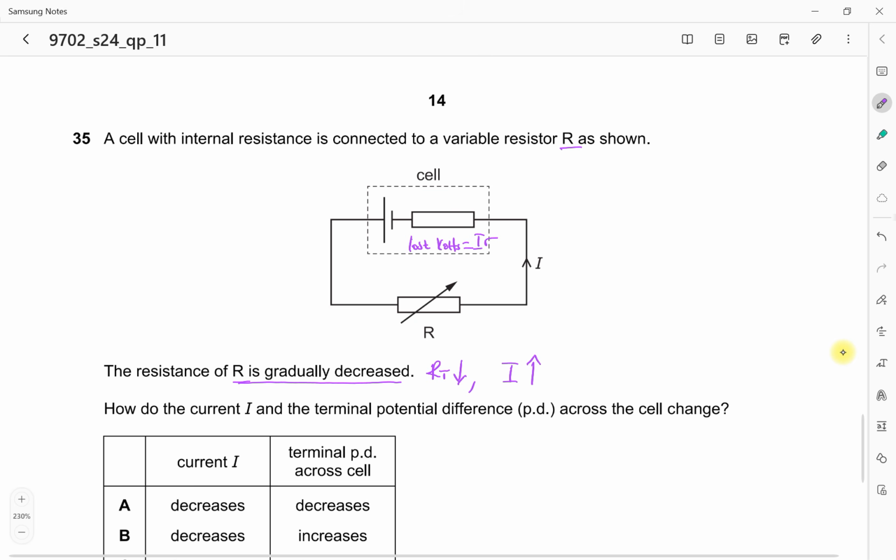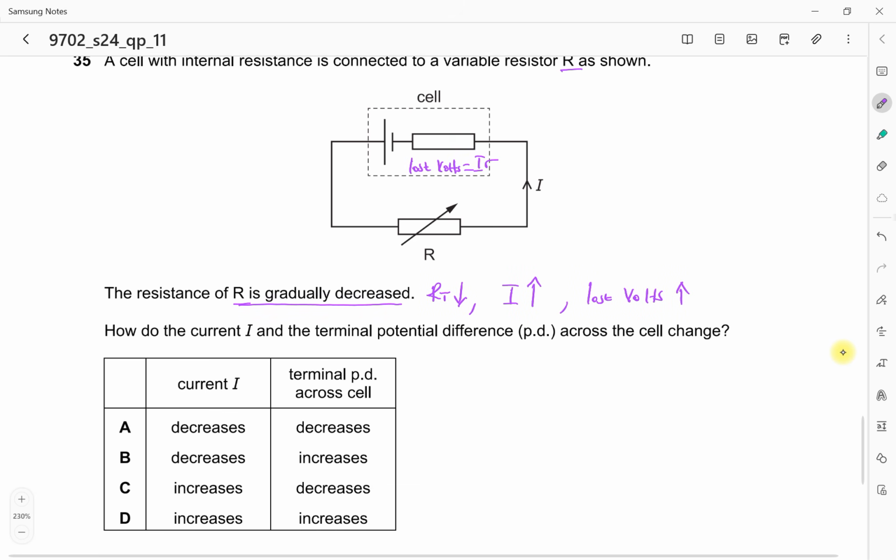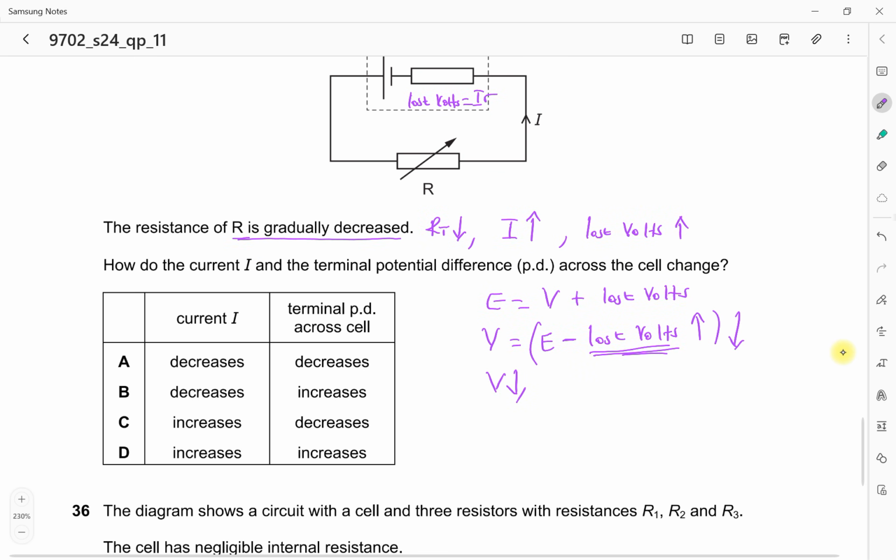So because I has increased, we say the lost volts increases. And remember, the EMF E is equal to the terminal PD plus the lost volts. So V is equal to the EMF minus the lost volts. Remember, the lost volts have increased. If this becomes bigger, it means the difference becomes smaller. So it means the V has decreased. The terminal PD decreases.